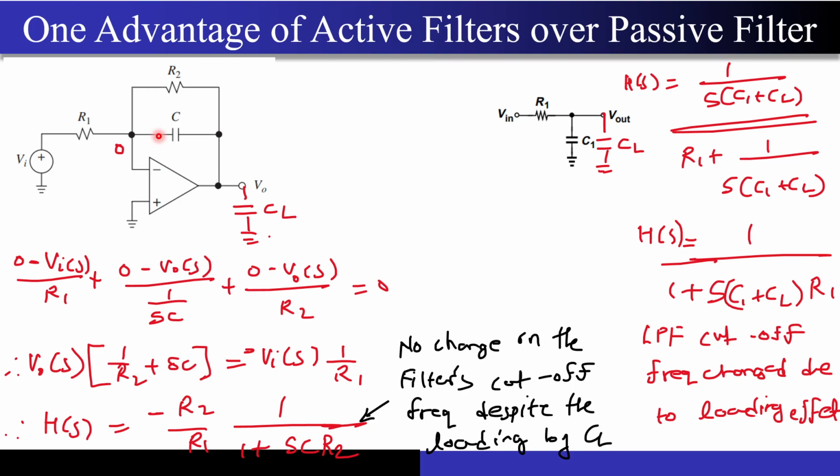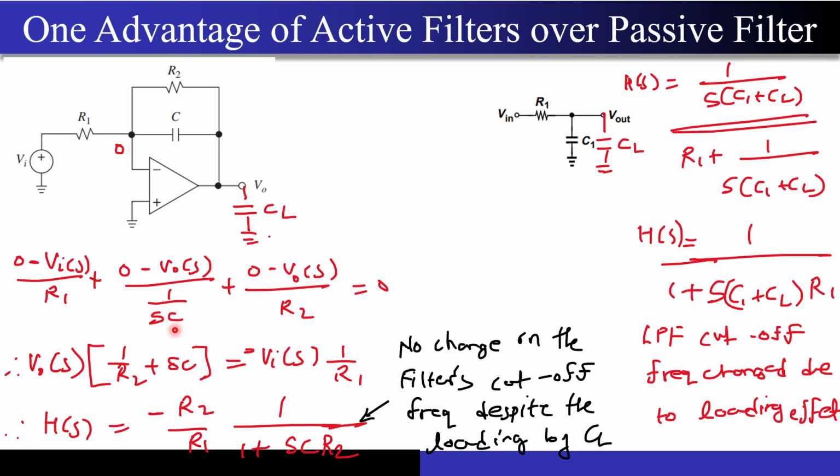But if you look at this filter, let me put capacitor CL over here, and just for the sake of giving you confidence, I'm going to solve the transfer function of this by using KCL or KVL and not by using any shortcut method, right? So now I'm applying a KCL, the nodal analysis at this particular node. So if you look, 0 minus Vi upon R1 plus 0 minus V0 upon R2 plus 0 minus V0 upon 1 upon SC, that has to be equal to 0, correct?